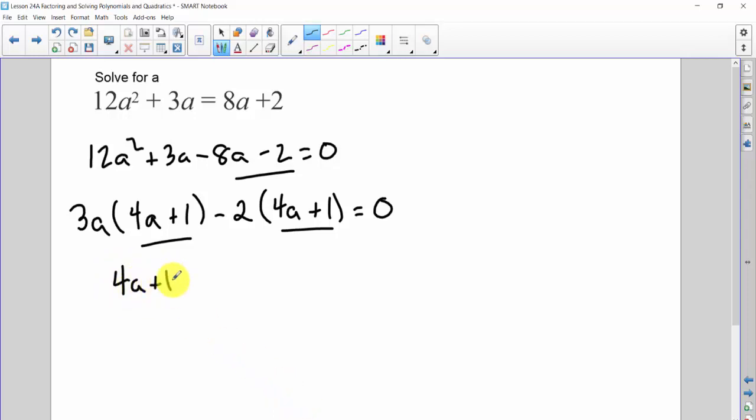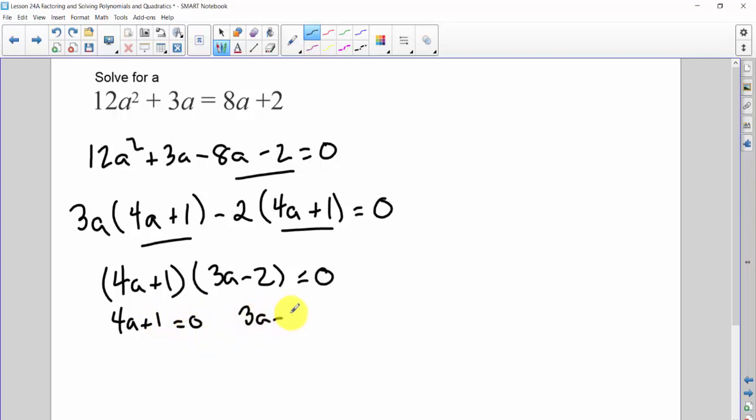Once again, I notice these terms are in common. Pull out the 4a plus 1 and the 3a minus 2, and now I have a zero product principle going on. So I set 4a plus 1 equal to 0 and 3a minus 2 equal to 0, leaving me with a equals negative 1/4 and a equals 2/3.